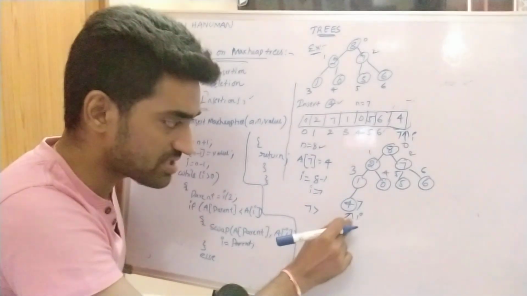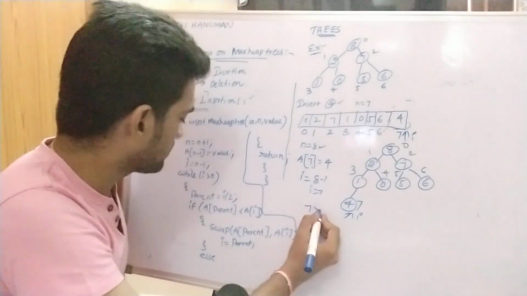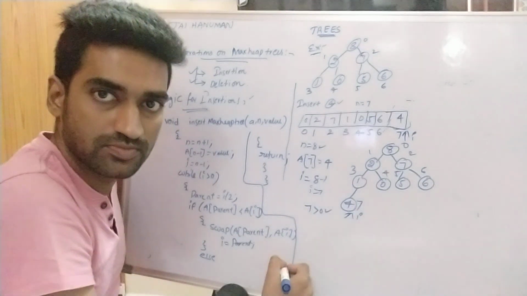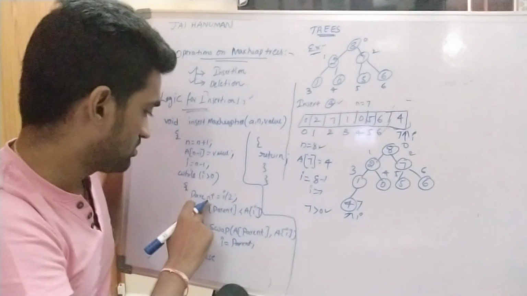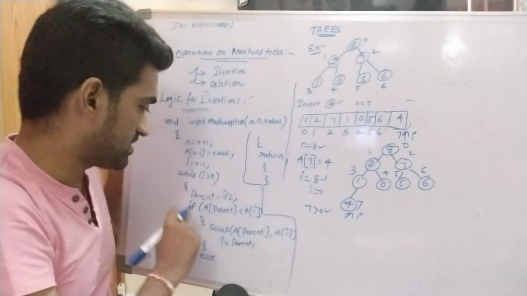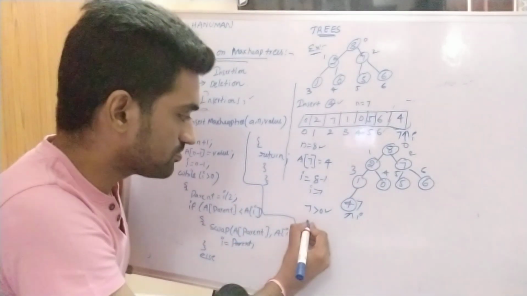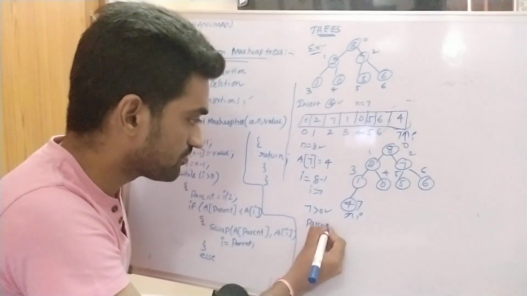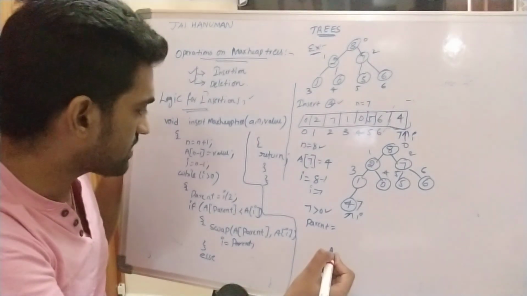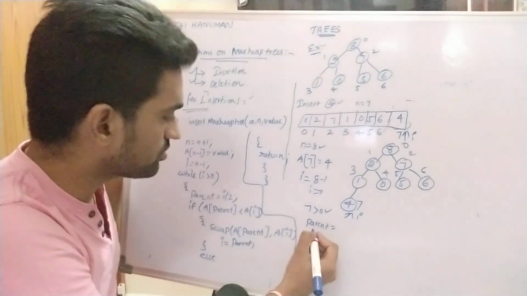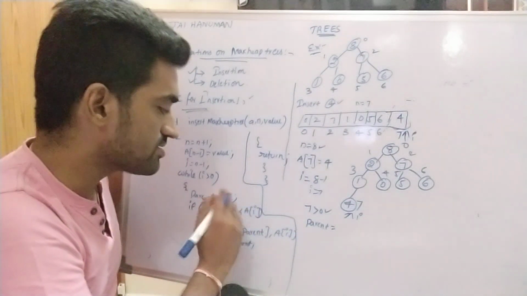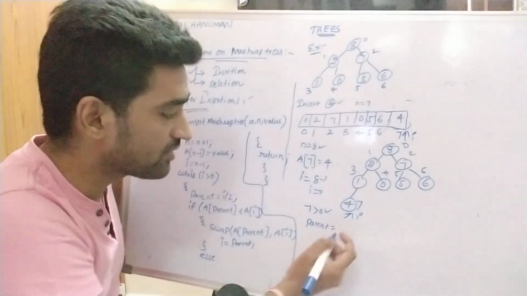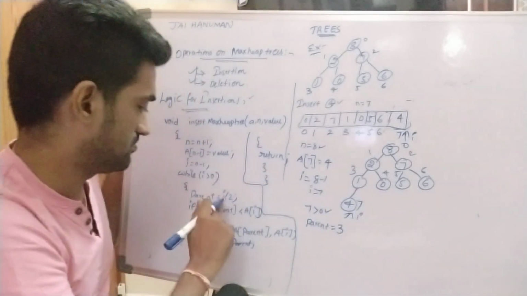Inserted position becomes I. So I, 7, is greater than 0. Condition is true. Then we proceed with these steps. Parent is equal to I by 2. What is the I value? 7 by 2, which is equivalent to 3.5. So floor of 3.5 is 3.